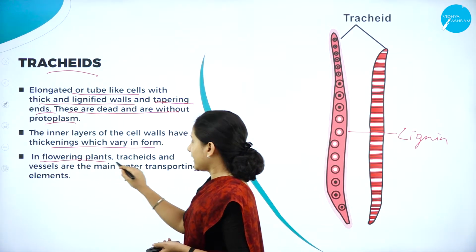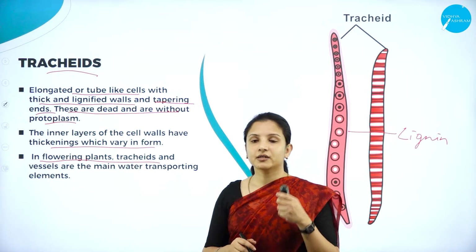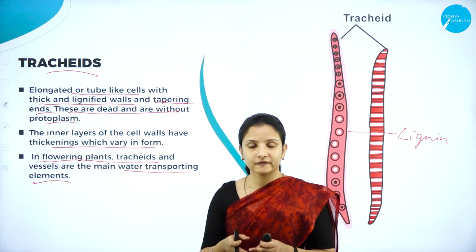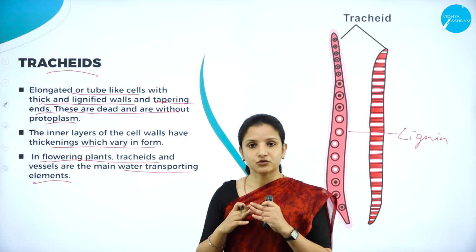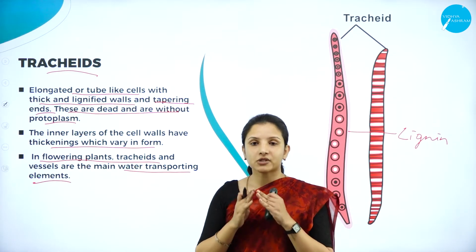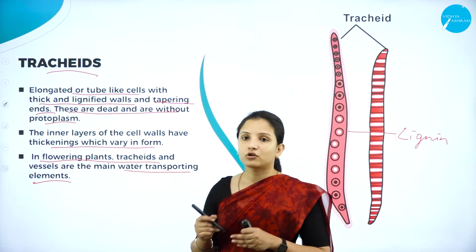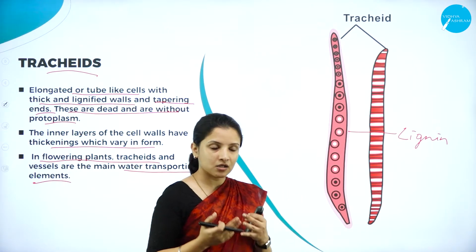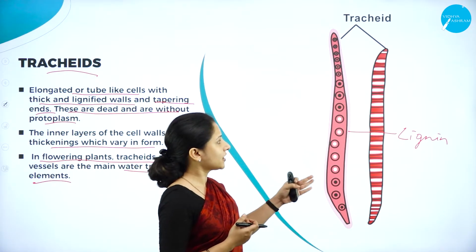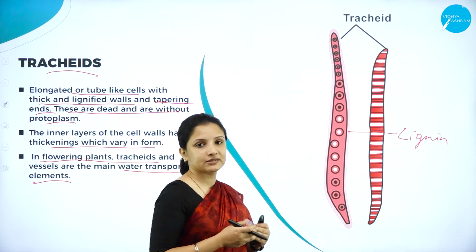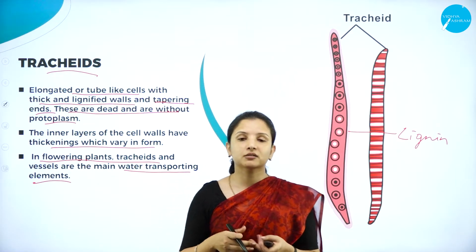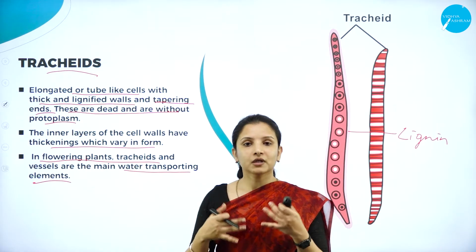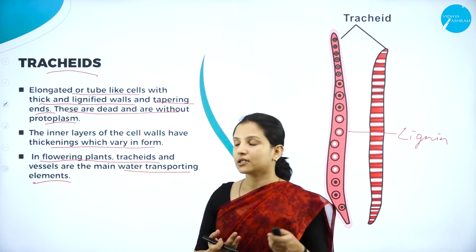And in flowering plants, the tracheids and the vessels are the main water transporting elements. So the elements of the xylem, that is the tracheids and the vessels, are the ones which help in the transport of water from one part of the body to all the other different parts of the plant body. This is one example of a tracheid. In tracheids you can see pits. Pits might occur because of the unequal thickenings, that is, the inner layers which have thickenings in the tracheids.